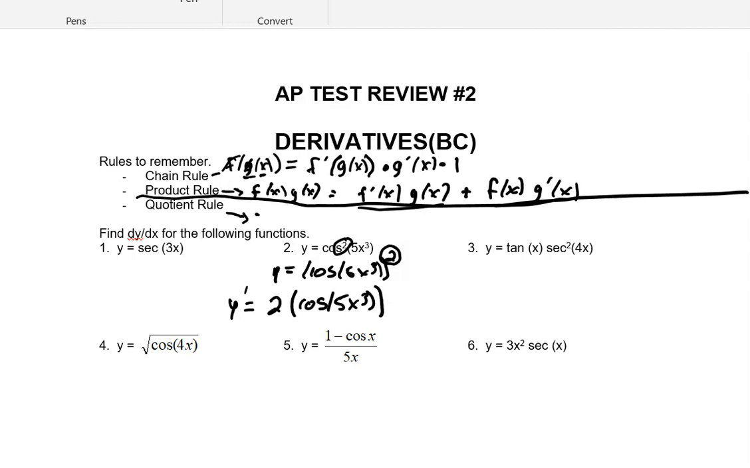And then subtract 1 from that power. So the 2 would have now become an exponent of 1. So you don't necessarily need to show that. Then you do times. Now we go inside.